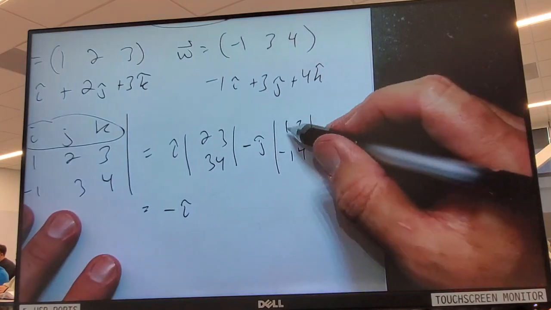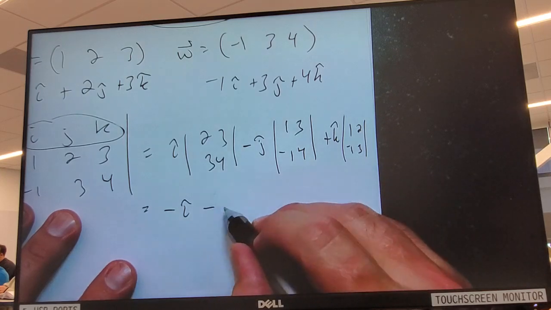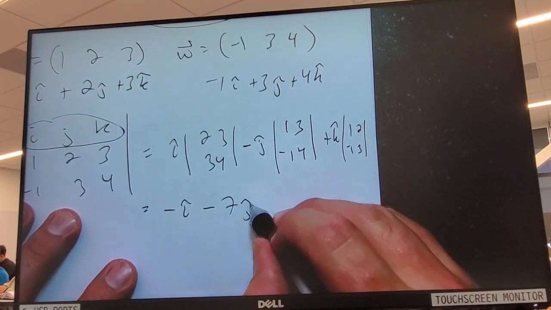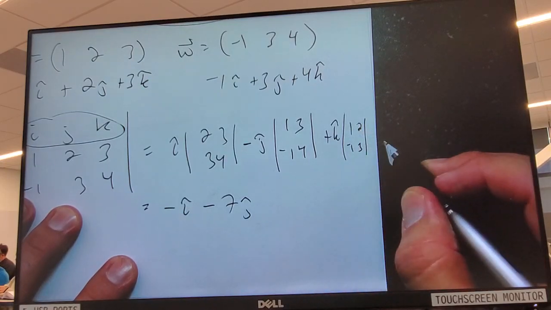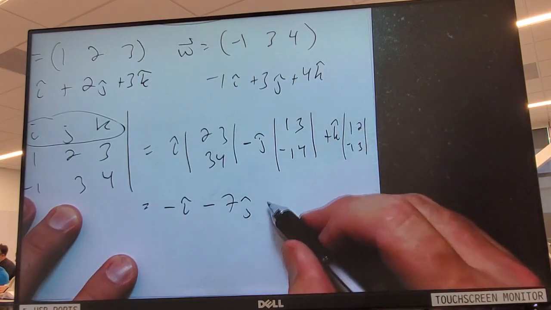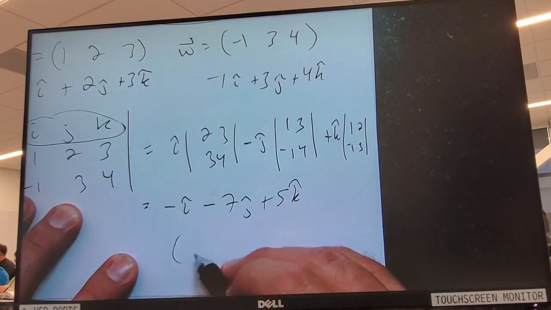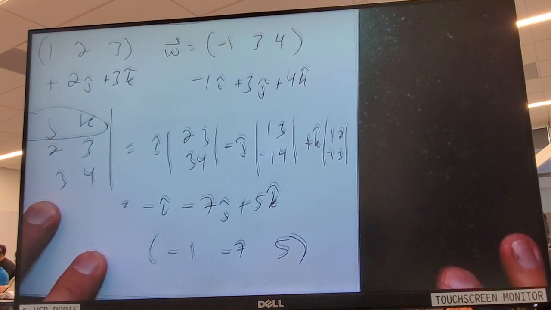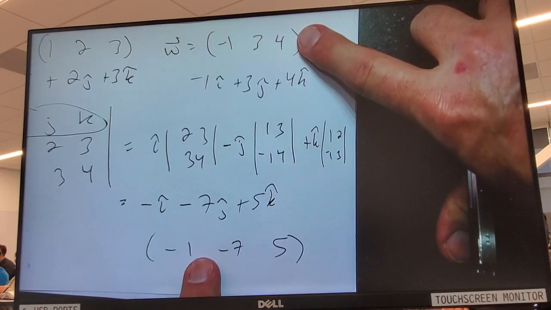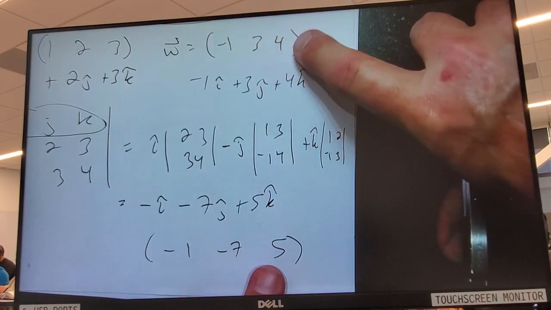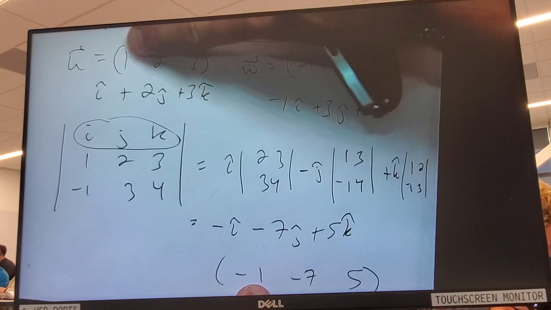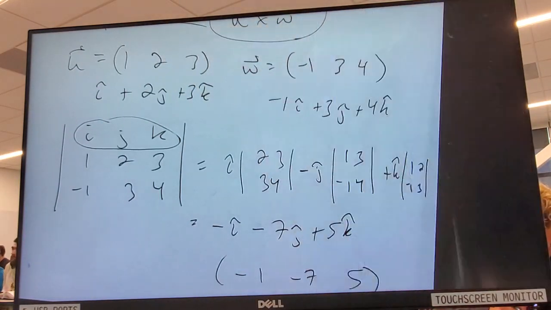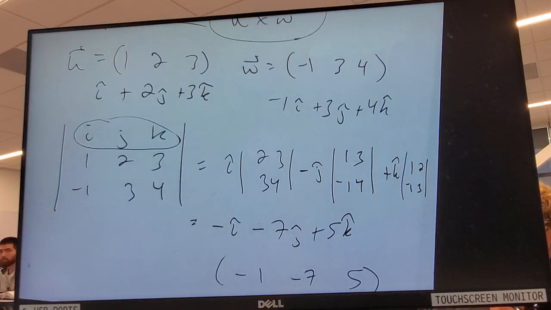-1, so -i. Plus 7, so this would be minus 7j. And 5, so 5k. So then the vector is -1, -7, 5. Can you very quickly tell, is it orthogonal to this? 1 minus 21 plus 20. And then -1 minus 14 is -15 plus 15. So that's cool. That's just nifty. Okay.